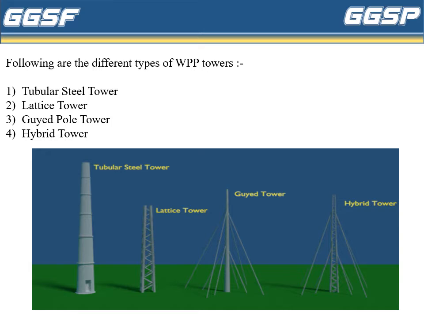In this image, we are seeing all these towers. The first, which is in conical shape, that is the tubular steel tower, which is used for the large wind turbines. The second one, which has the angular zigzags on it, that is the lattice tower. The Eiffel Tower is the best example of this tower. Another one is a guide tower, which has four to five guide wires supporting it. Then after that, there is a hybrid tower, which is the combination of tubular steel tower, lattice tower, and guide pole tower.